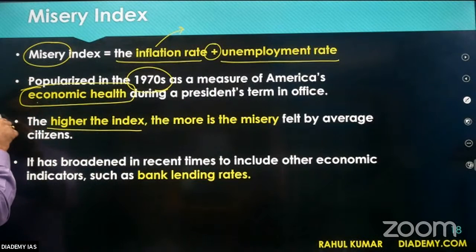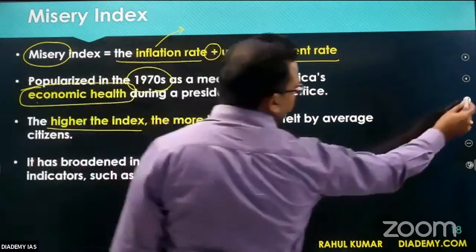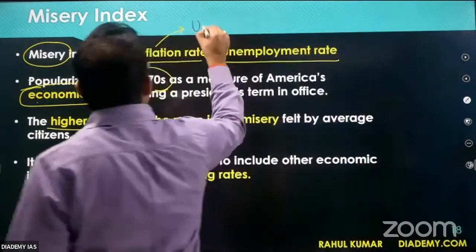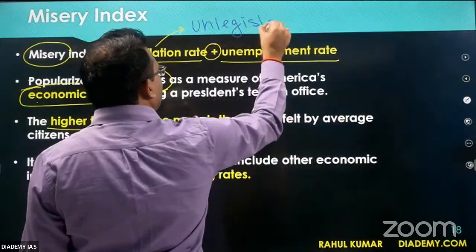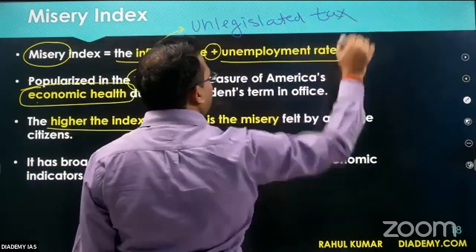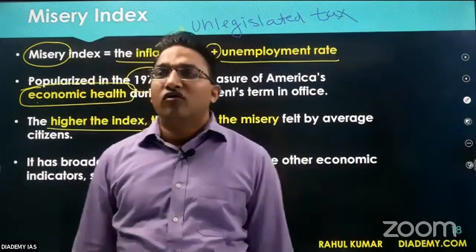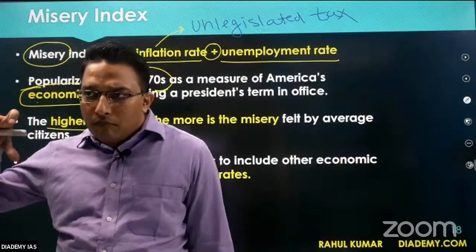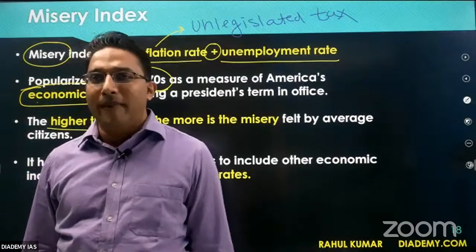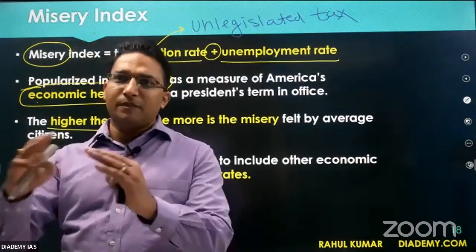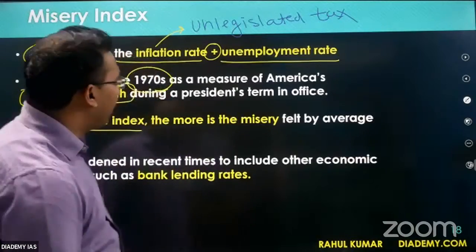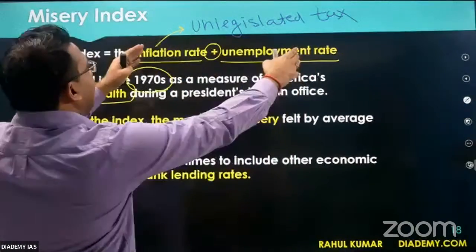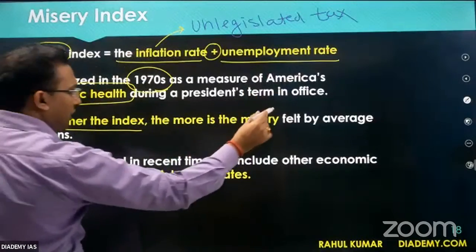So this inflation is also called as unlegislated tax. Unlegislated tax means without levying, without imposing the tax, the pocket of the consumer is impacted adversely. Means their purchasing power is coming down. Okay. So on the one hand, their purchasing power is coming down. On the other hand, there is unemployment. So both impact the citizens adversely. That is why this is called misery.